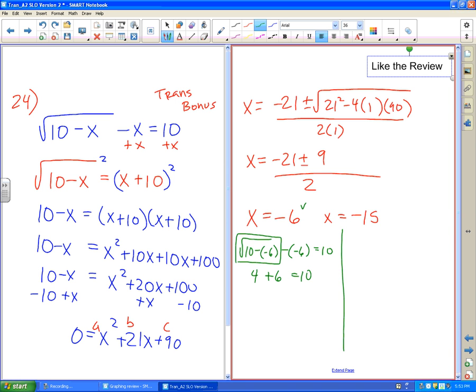So then I check the other side. Square root of 10 minus negative 15 minus negative 15. Does that equal 10? So I type that in the calculator, it's going to give me 5 plus 15. Does that equal 10? The answer to that question is no. So that means we have to throw this answer away.